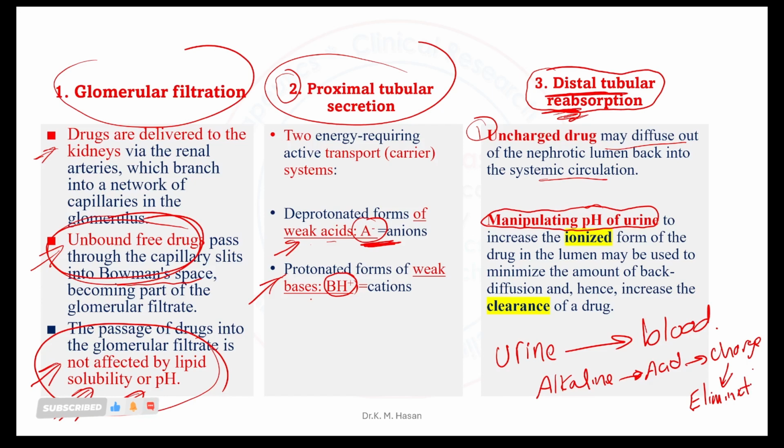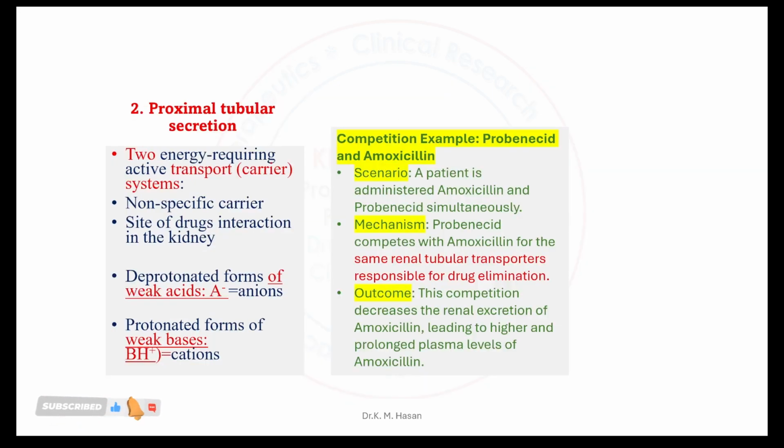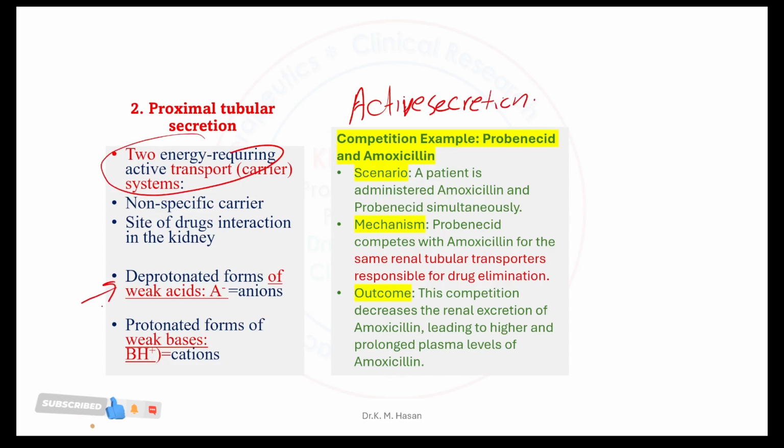Okay, so in this case we can manipulate the pH of urine and enhance clearance, and we have some examples later on. Clinical application for the proximal tubular secretion, and this is active secretion. We have two transport systems, one for weak acids, protonated, and one for weak bases, protonated. A clear example here is amoxicillin and probenecid.